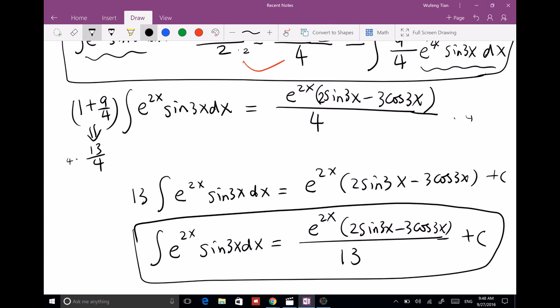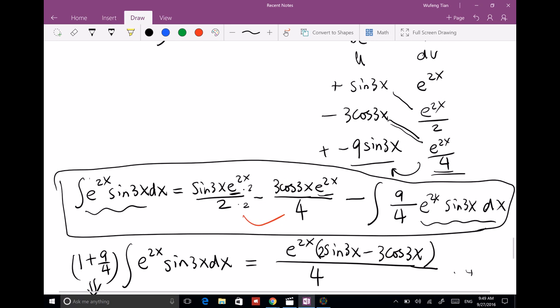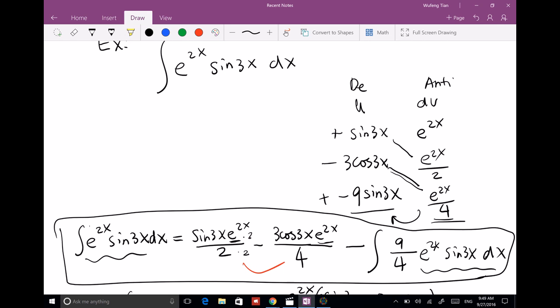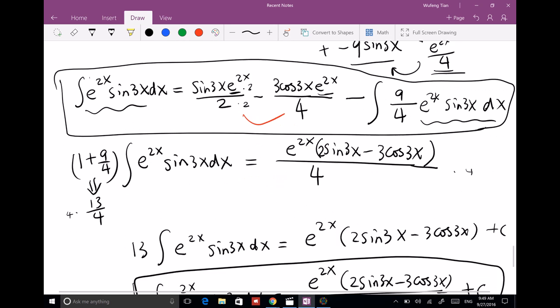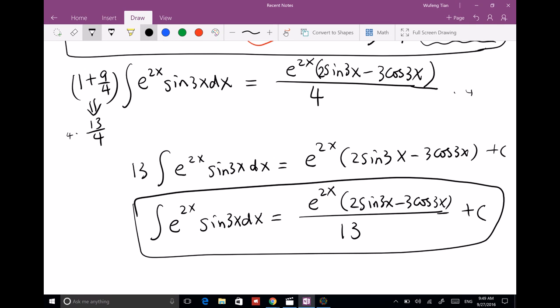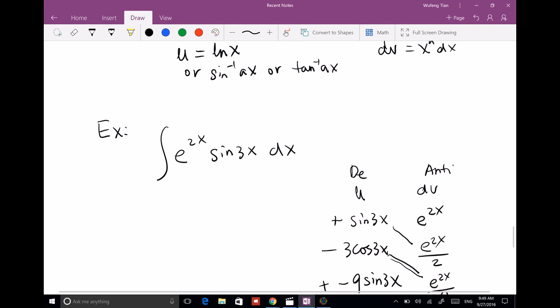Yes? To here? You mean use the uv minus v du on this whole thing? Can we use u dv equals uv minus v du on all of this problem? Yeah, you can, but it's more complicated.